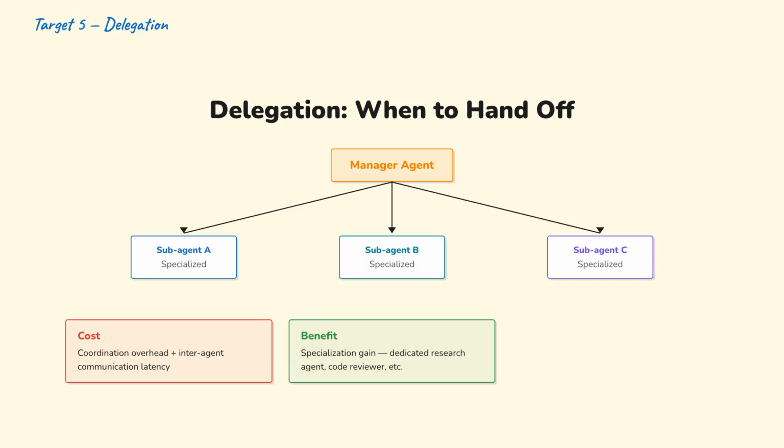For long, specialized subtasks, a dedicated research agent or code reviewer, delegation is worth the cost. The problem is that the break-even point is task-dependent, and hand-tuning it for every domain is impractical. RL can learn this threshold from task outcomes rather than manually tuned rules. The agent discovers when to delegate based on what consistently produces better results.